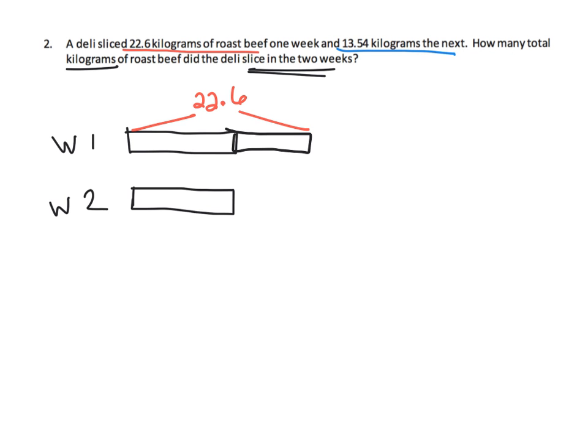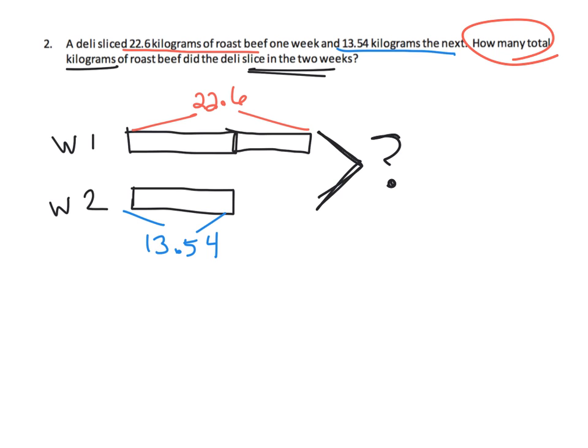It doesn't matter exactly how much we extend it, and that is our 22.6, and then we know that this is our 13.54, and then the question is how many total kilograms? So there's the key. How many total kilograms did they do in the 2 weeks? So that's this thing, the total amount. So what are we going to do? We're going to add 22.6 plus 13.54.